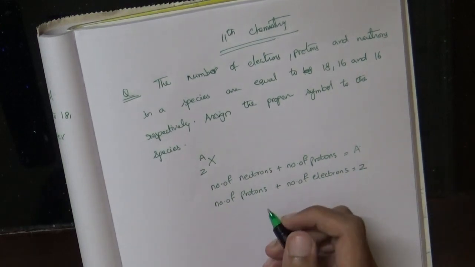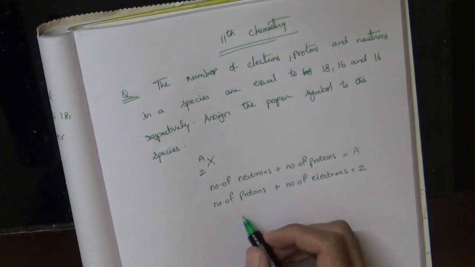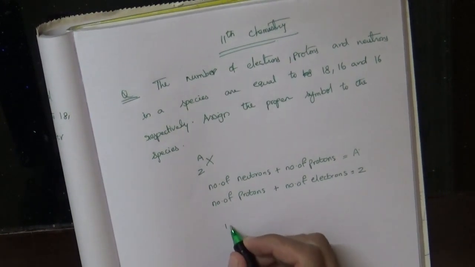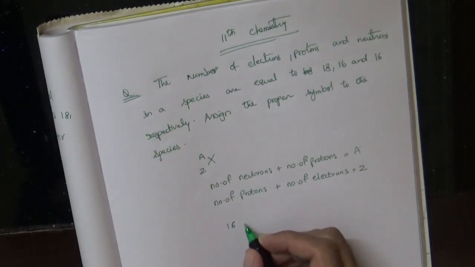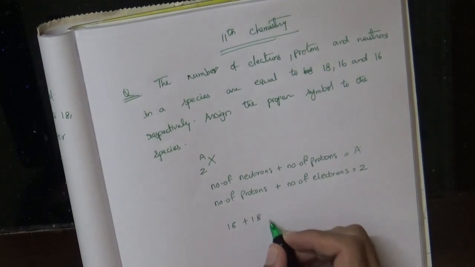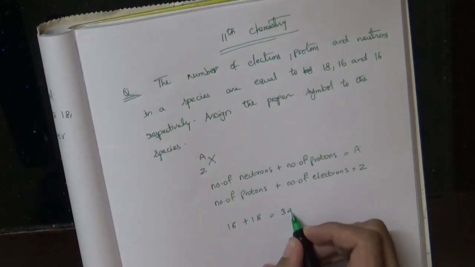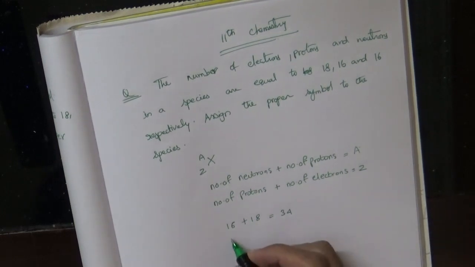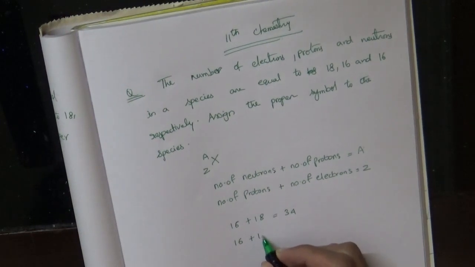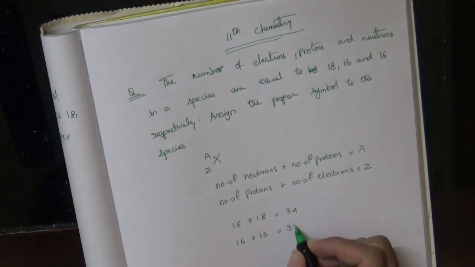And now let us substitute the values. For number of protons we have 16 and number of electrons as 18, which will sum up to 34. And now number of neutrons, which is 16, and number of protons 16, will sum up to 32.